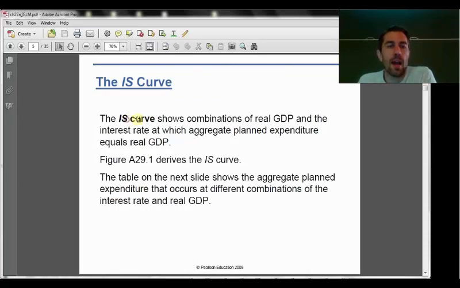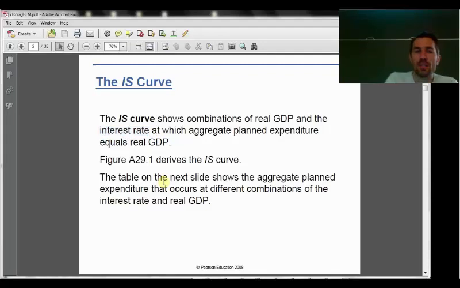So once again, the IS curve shows combinations of real GDP and interest rates, okay? Combinations of real GDP and interest rates at which the aggregate planned expenditure equals the real GDP, okay? So all points where aggregate planned expenditure equals real GDP for different interest rates.